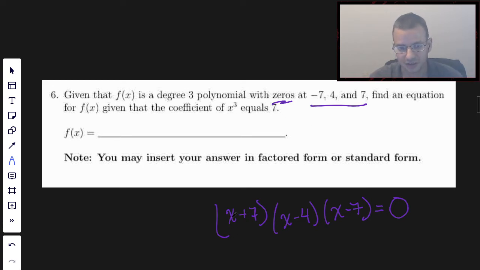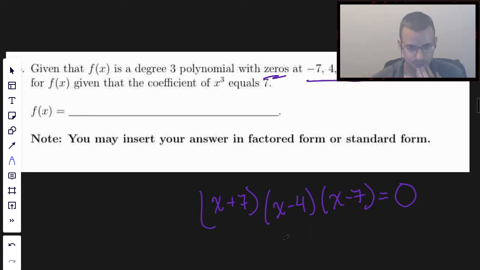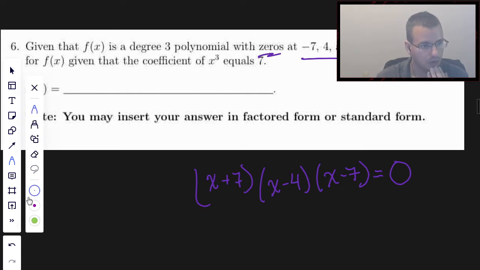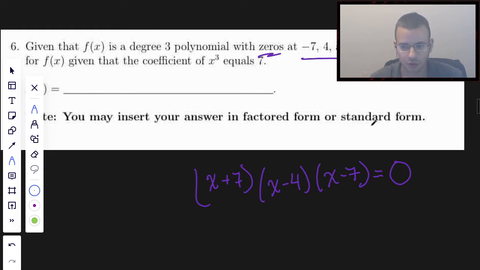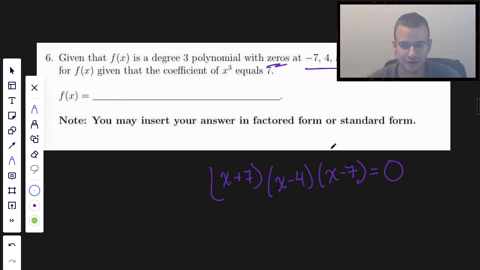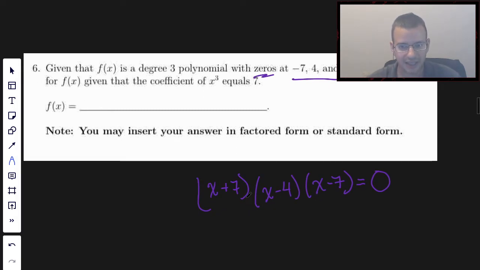Because if we plug in negative 7, negative 7 plus 7 is 0, and then everything else becomes 0 as well, because when you multiply by 0, you get 0. Don't mean to make it too complicated. This is kind of just the way we write that out. So now, it tells us we can insert our answer in a factored form or a standard form. So we're going to do this in a factored form, which basically means it's simplified.